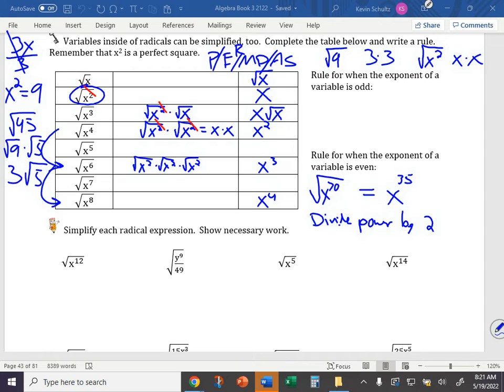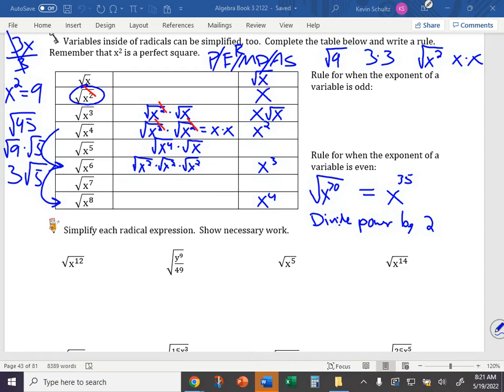But I'm going to go one step further. What's the largest perfect square that we can take out of x to the fifth? We can take out an x squared. What's the largest perfect square? X to the fourth, right? We already established that x to the fourth is a perfect square. So we can factor out that x to the fourth and multiply by that root x. That gives us x to the fifth.